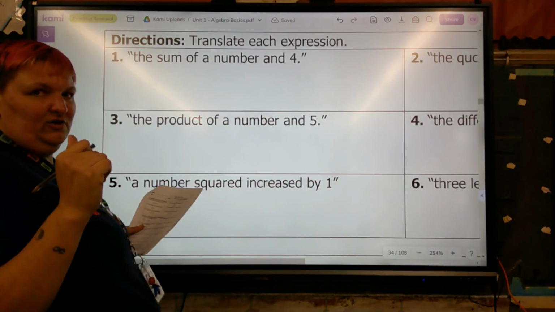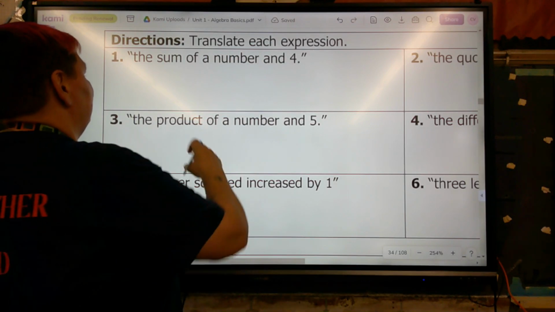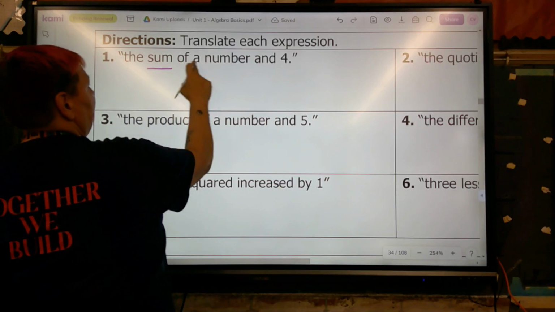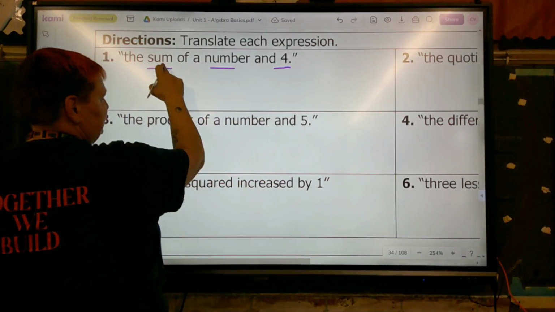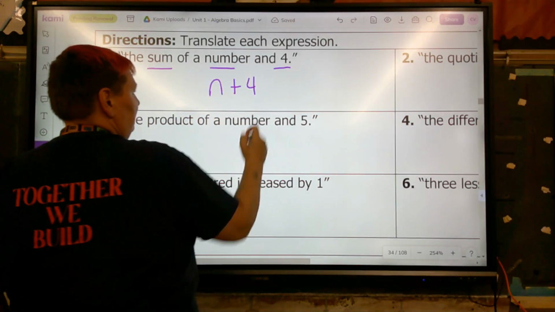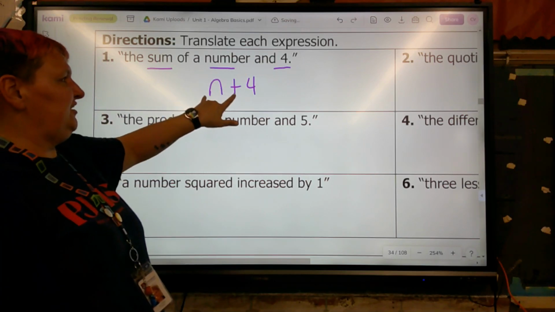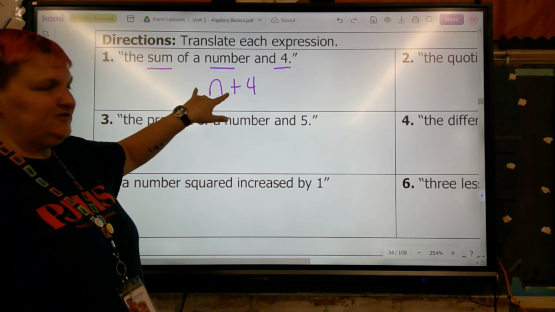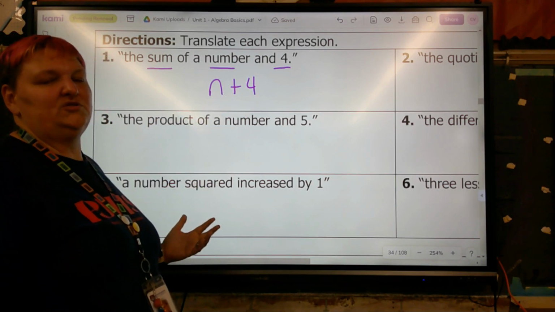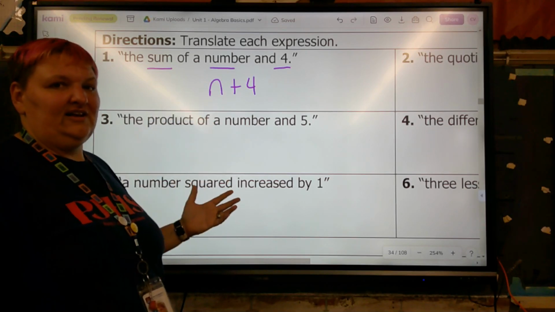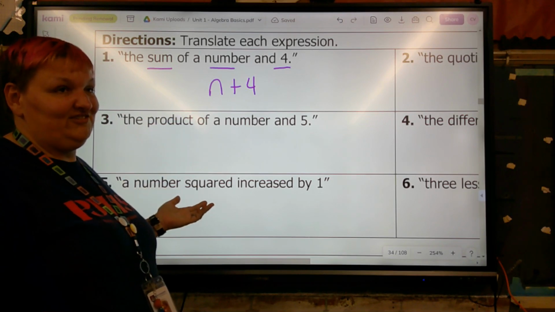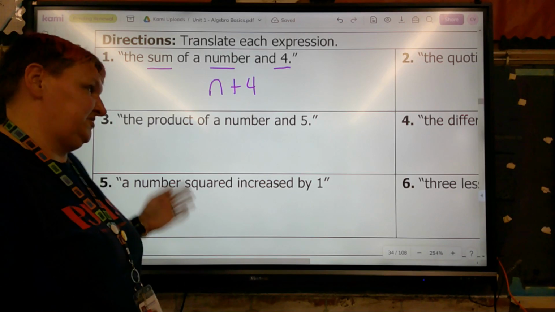We're looking for keywords, key phrases. The sum of a number and 4. So addition between n and 4. You'll notice that if I have the option, I will always put the variable first and the constant last, because that's how mathematicians do it. And if you do it like they do it, that makes you a mathematician. Actually, if you're thinking about math for any reason whatsoever, you're technically a mathematician.